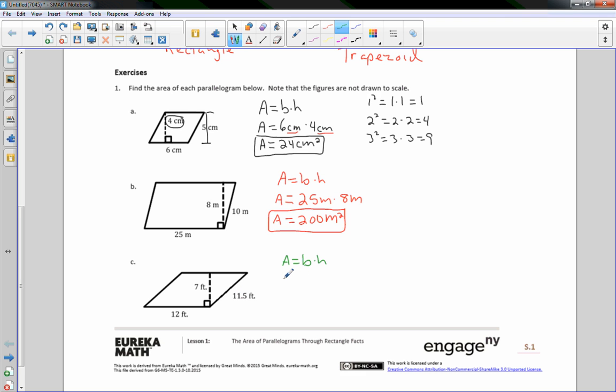Substitute in the givens. A equals, my base is down here, 12 feet. My height is this vertical distance of 7 feet. So then I simplify and solve. 12 times 7 is 84. Feet times feet, or anything times itself, is feet squared. So the area of this parallelogram is 84 feet squared, or 84 square feet, either way you want to say it.